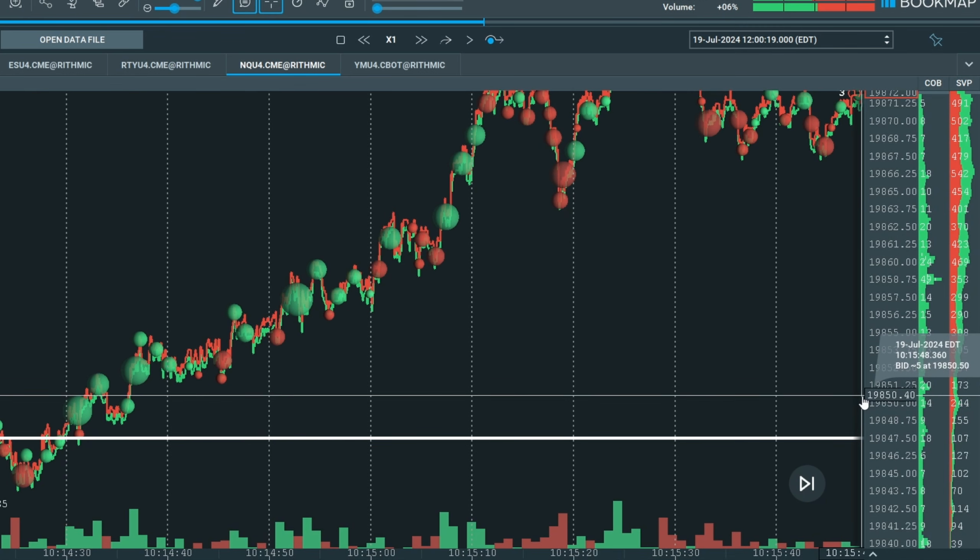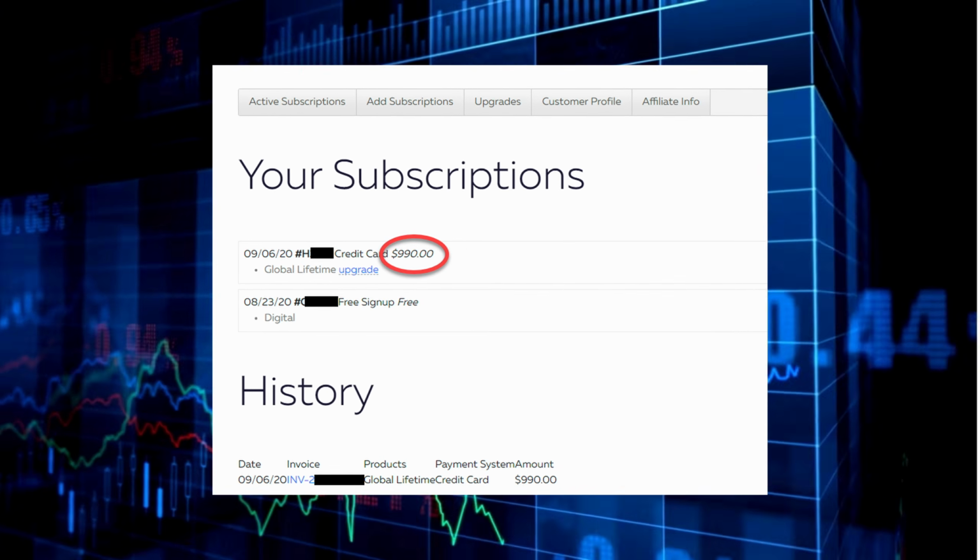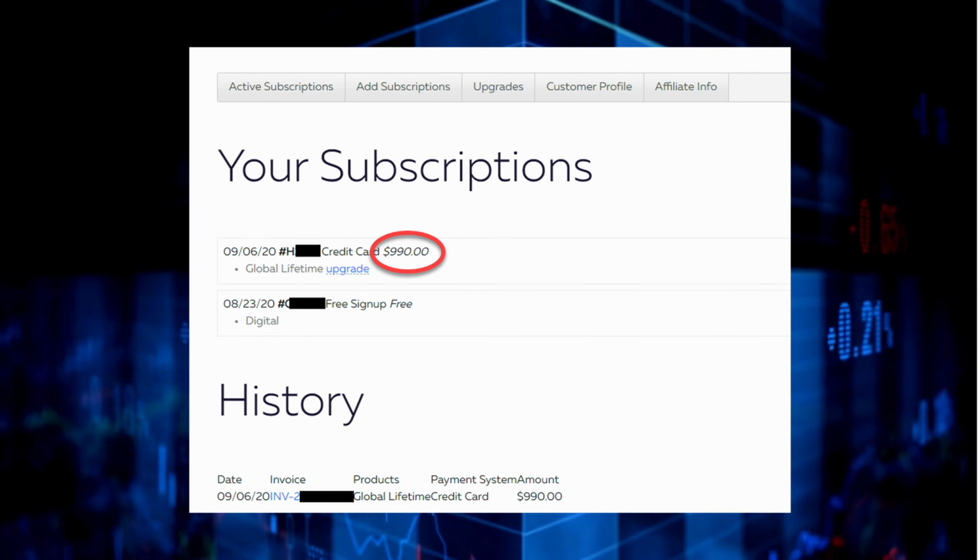Now, as we go look at this second example, I want to let you guys know I'm not new to using Bookmap. I've had Bookmap since November 6, 2020, and yes, I pay for my own copy of Bookmap.